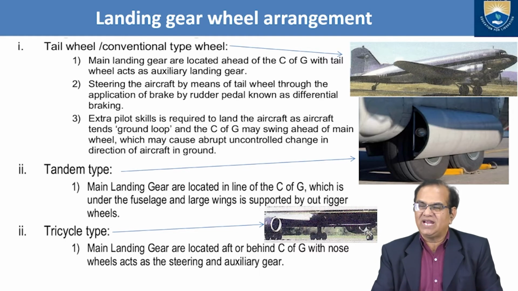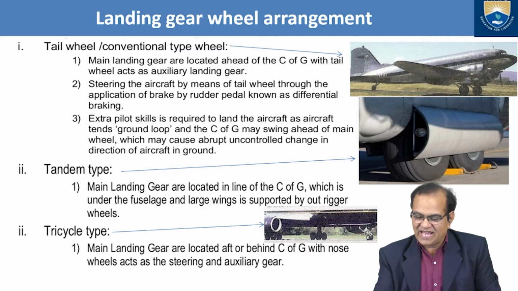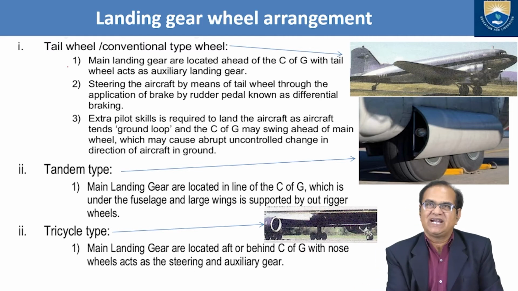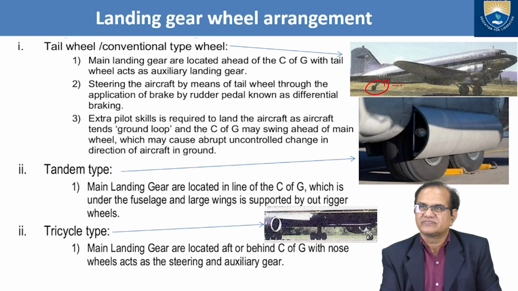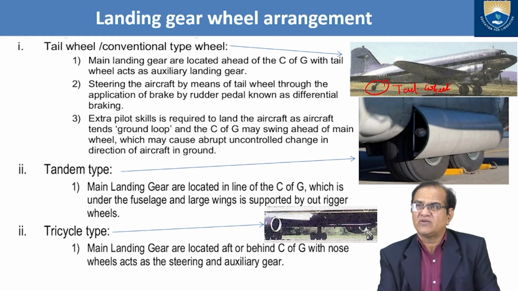So landing gear wheel arrangement, this is another one. We can see different diagrams here. The first one is the tail wheel, the conventional type wheel. In this, we have the tail wheel. Towards the tail you have one wheel, and on the wing or on the front side of the fuselage you have the two wheels.